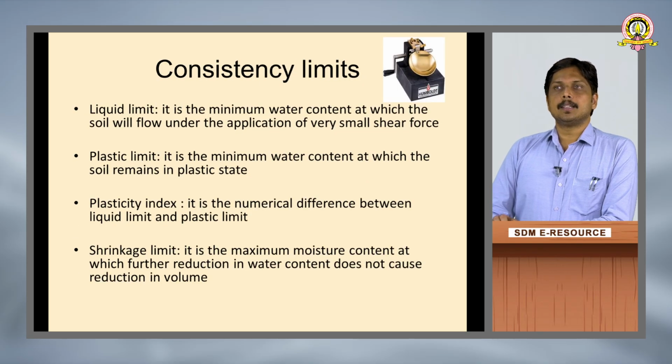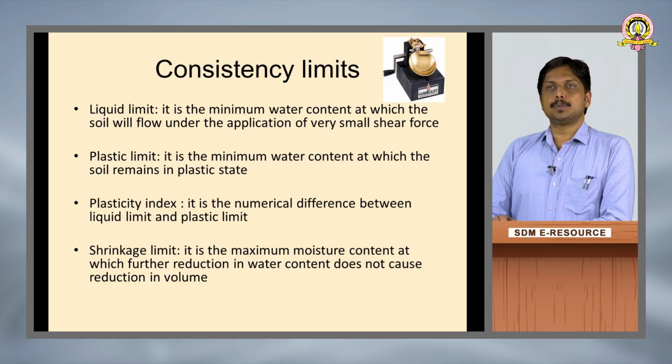As I told you, the consistency limits, we need to understand what this liquid limit, plastic limit is before proceeding into the classification system. Liquid limit is the minimum water content at which the soil will flow under the application of very little shear force. The Casagrande apparatus is used for determination of liquid limit, and this liquid limit plays a very important role in classifying the soil, especially in the HRB system of classification.